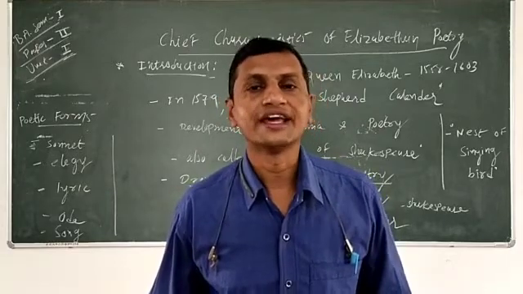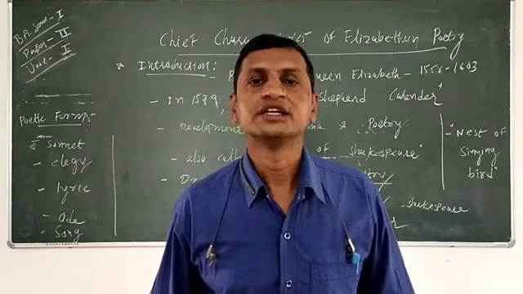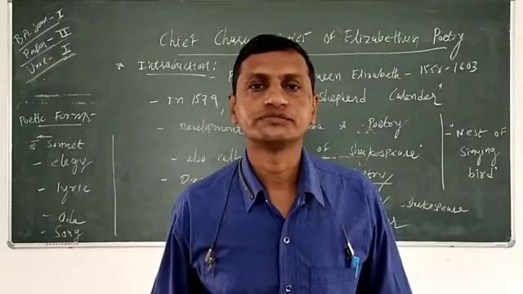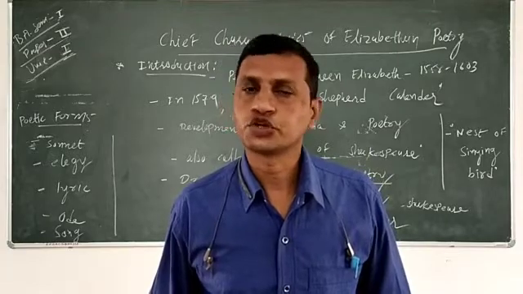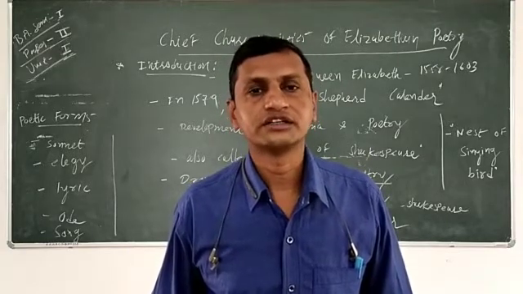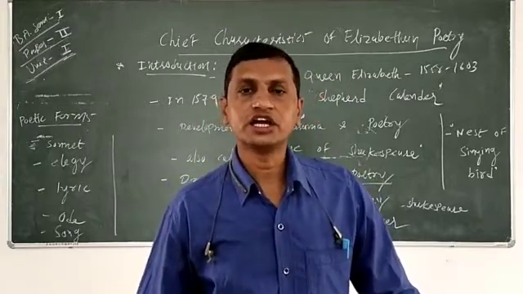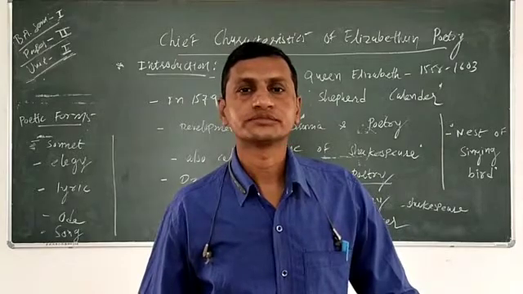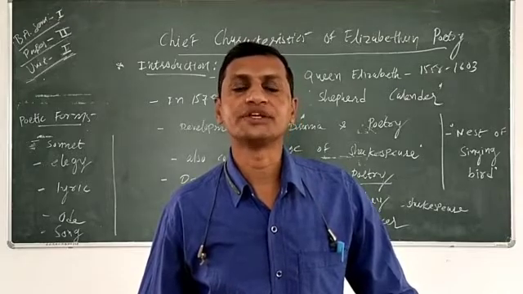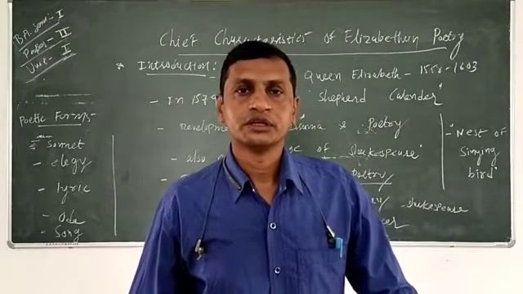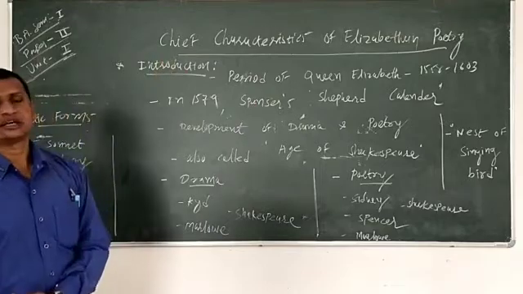Unit 1 has three subtopics. First is the chief characteristic of the age of Chaucer. Second, the chief characteristic of Elizabethan poetry, and third is the chief characteristic of metaphysical poetry. Today we discuss the chief characteristic of Elizabethan poetry.